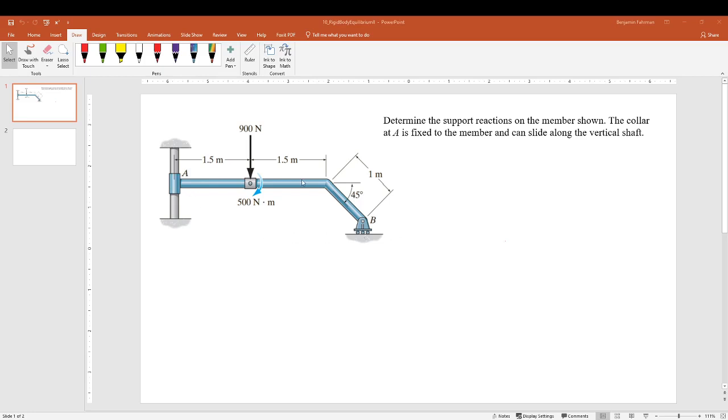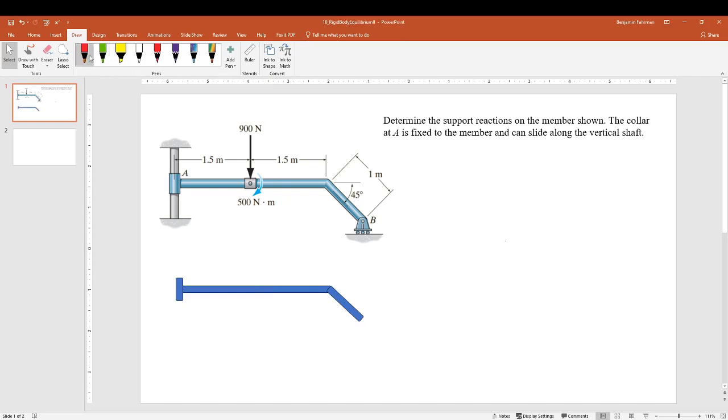So this member AB has got a force applied, it's got a couple moment applied, but it's being held in static equilibrium with a roller at B and a collar here at A. And we're told that it's fixed to the collar at A, but that the collar can slide along the shaft. So the first thing we should do here is draw a free body diagram of this.